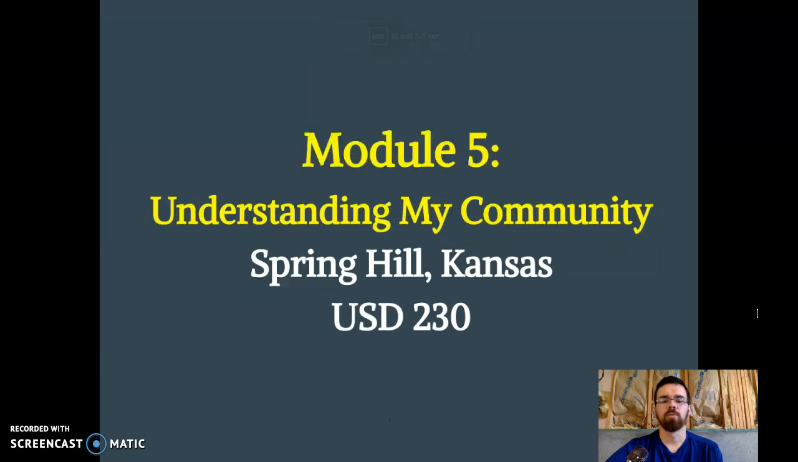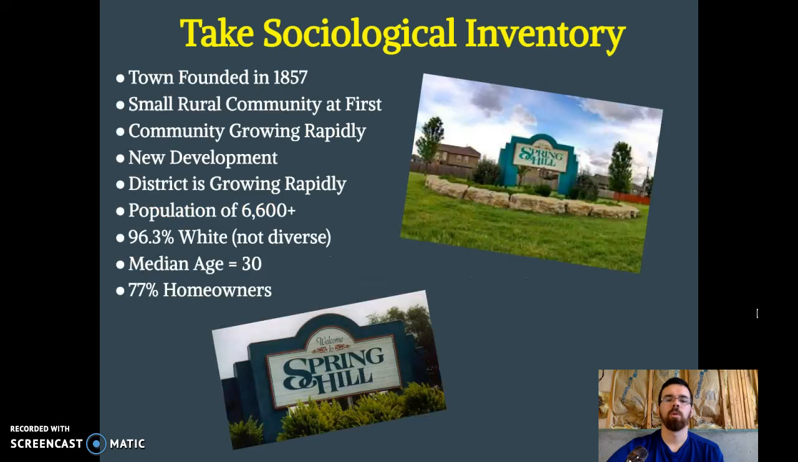Hey all, this is my Module 5, Understanding My Community, specifically Spring Hill, Kansas, the Spring Hill School District USD 230. So I want to look at it as a sociological inventory. The town was founded in 1857. It's a small rural community at first. We'll get into that. But the community is growing rapidly.